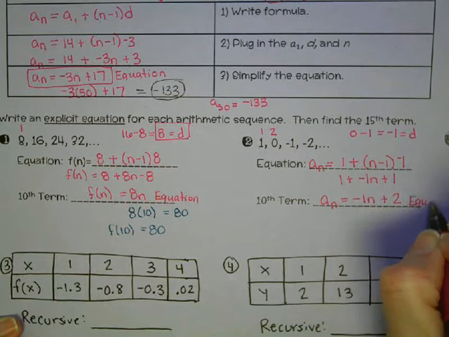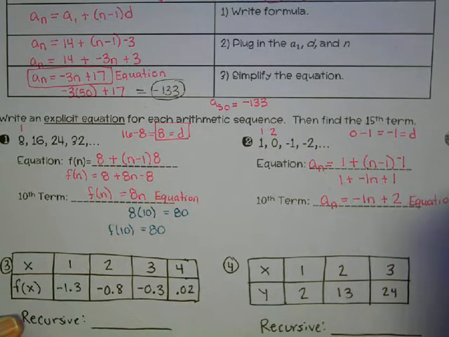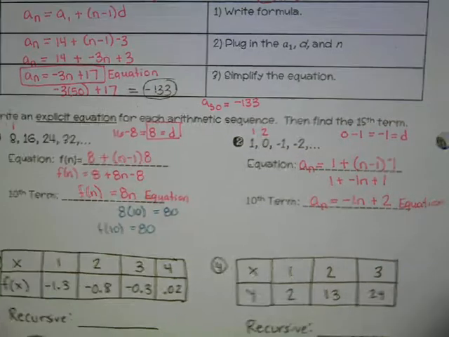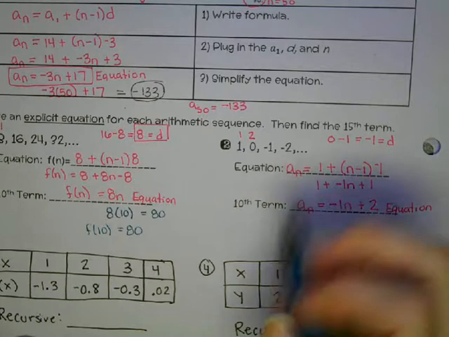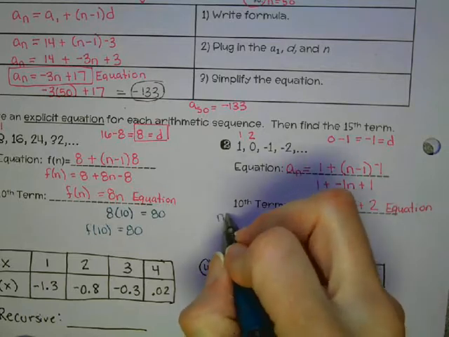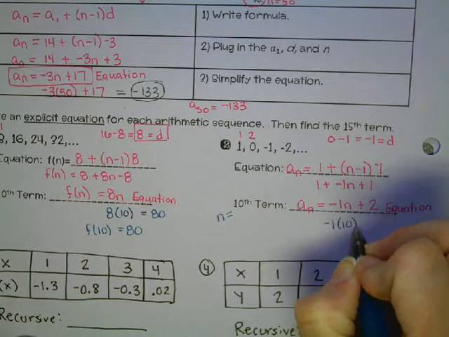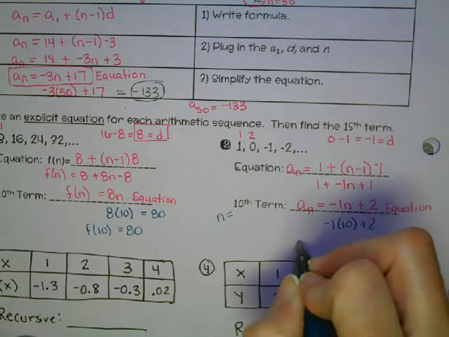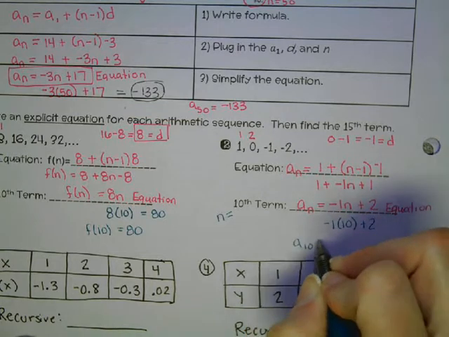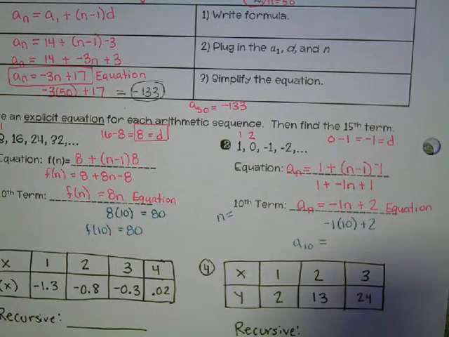And then this one again says we want to find the 10th term. So where you see the n, this is n equals 10. So negative 1 times 10 plus 2. So the 10th term in the sequence, that gives me negative 10 plus 2 would be negative 8.